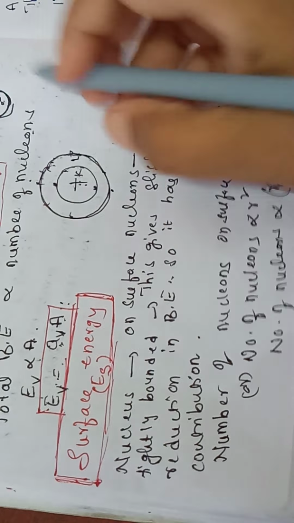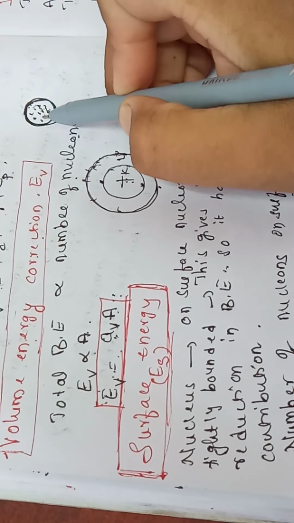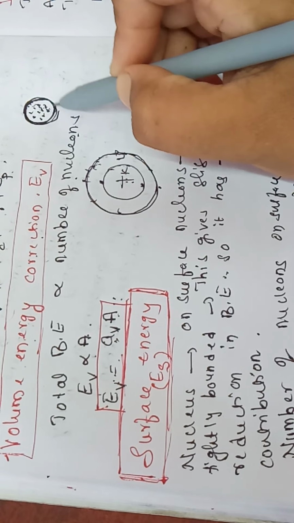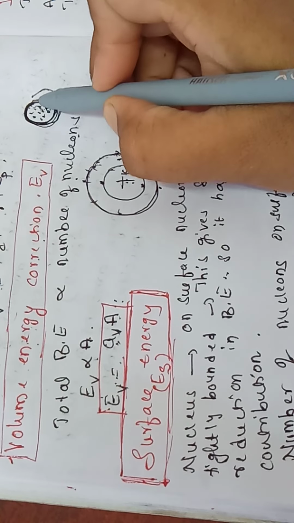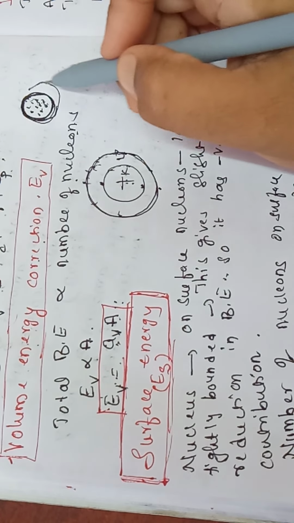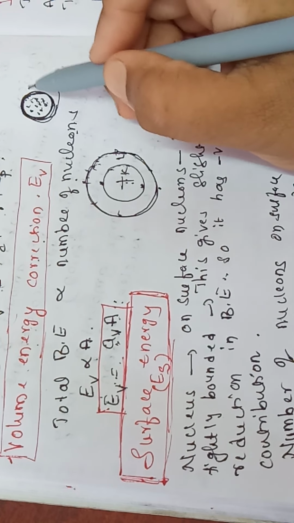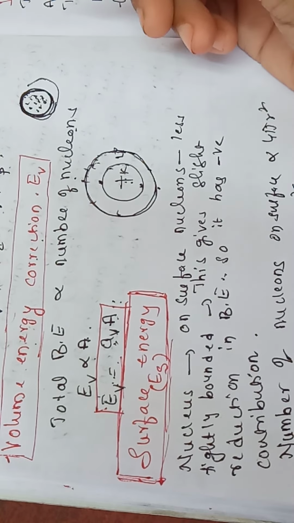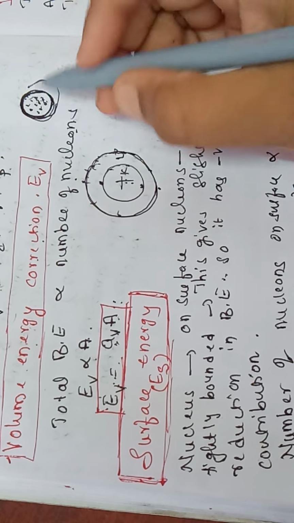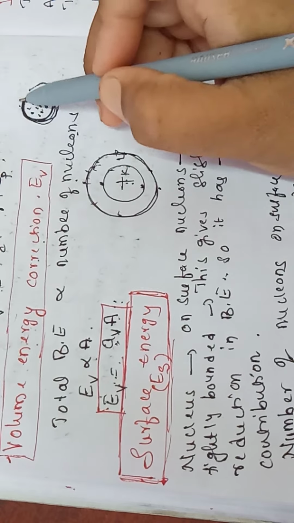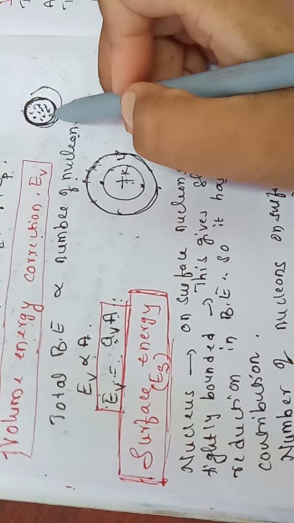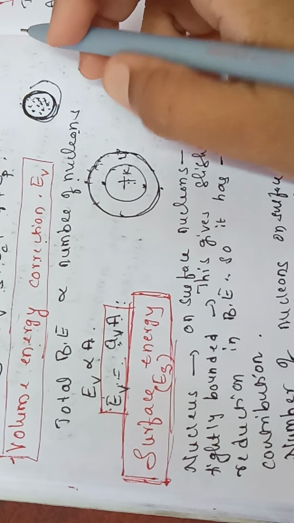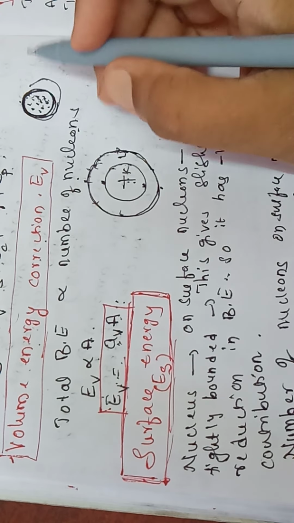In a similar way, even the nucleus has nucleons, protons and neutrons. So some nucleons will be on the surface of nucleus. Those nucleons which are on the surface of nucleus are loosely bound. So as these nucleons near the surface of the nucleus are loosely bound, there will be slight reduction in binding energy. So the total binding energy is taken in negative terms.